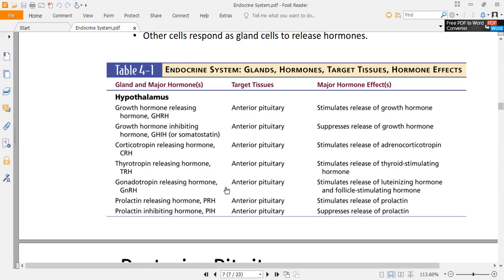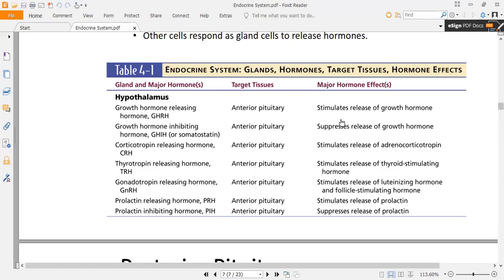Looking at gland, major hormone, and target tissues, you'd find that all these hypothalamic releasing hormones act on the anterior pituitary, which is able to release its own hormones, which go and elicit a response on the other side. There's growth hormone, adrenocorticotropic hormone, thyroid stimulating hormone, luteinizing hormone, and follicle stimulating hormone, which go and stimulate the ovaries and so on. All of these are produced and go and affect other types of cells.